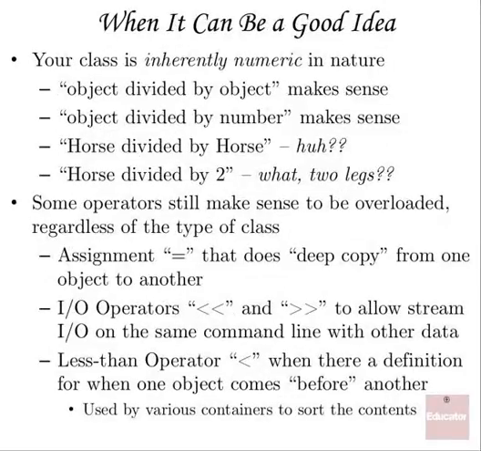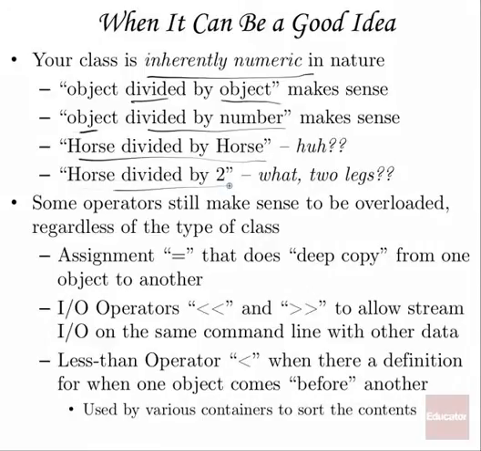So there are times when it's a good idea. Certain operators can sometimes always be a good idea. But for numeric operators, it has to be inherently numeric in nature. If an object divided by some other object makes sense, then overload the division operator. If the object divided by a number makes sense, then overload the division operator for that class. Horse divided by horse, huh? That doesn't make sense. Don't overload those operators. Horse divided by 2, what? That means he's got 2 legs. He used to have 4 legs. We divided by 2. Now he's got none.